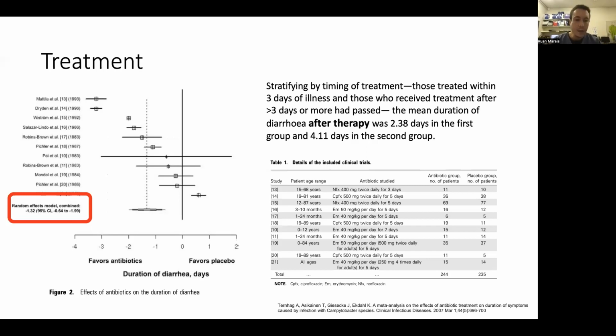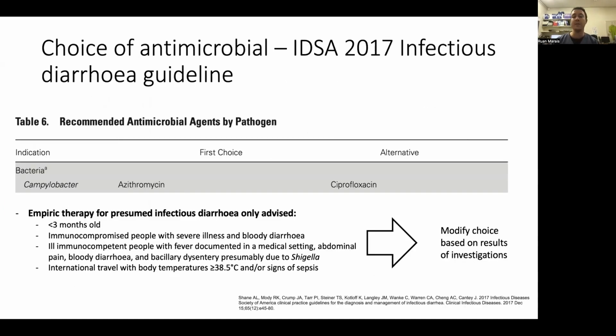In terms of treatment, there was a meta-analysis that looked at treatment and its effect, and this found that treatment gave about a 1.32 day reduction in duration of diarrhea, but also that therapeutic timing was quite important, where starting therapy earlier had a larger reduction in number of days of diarrhea versus starting therapy late. And then in terms of choice of antimicrobials, which I'll be talking about in the rest of my talk, what do we choose?